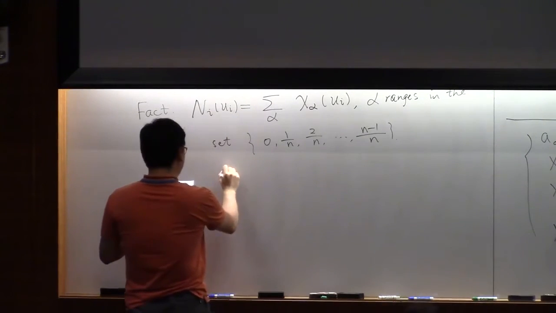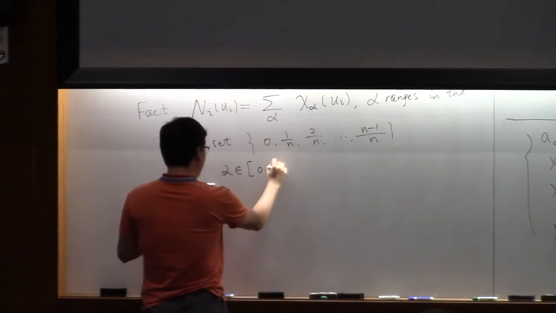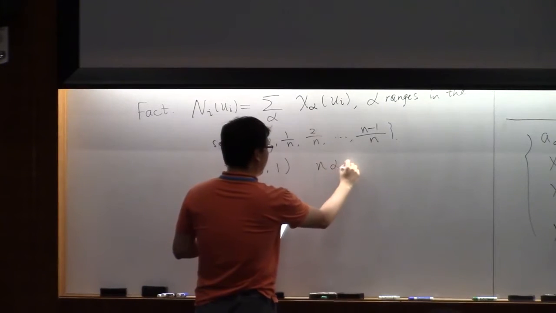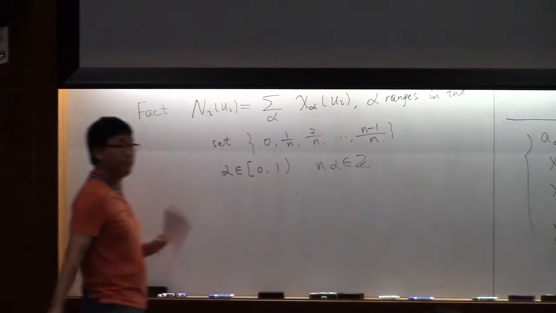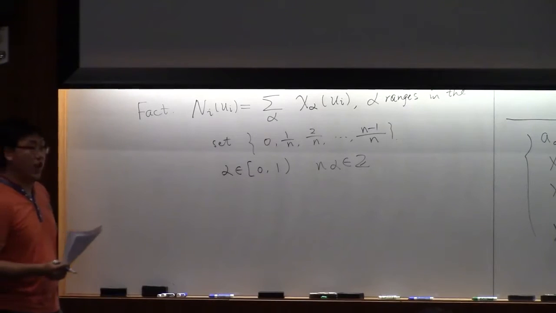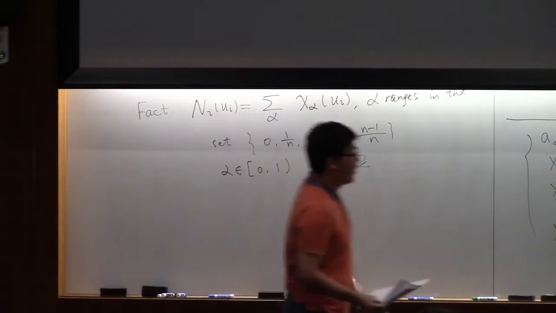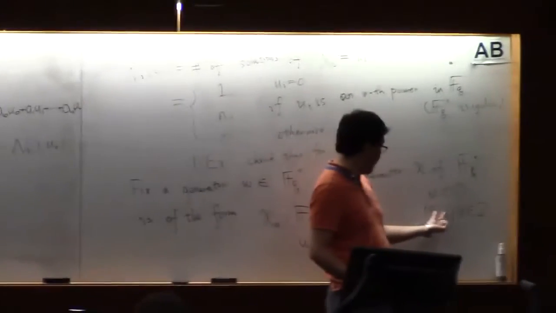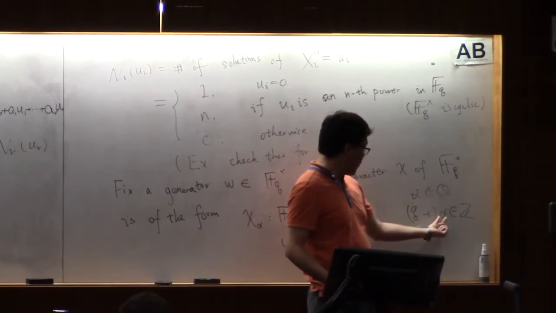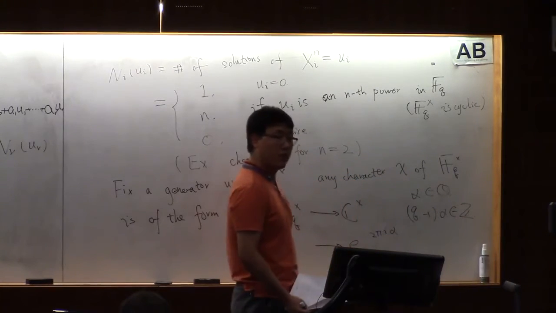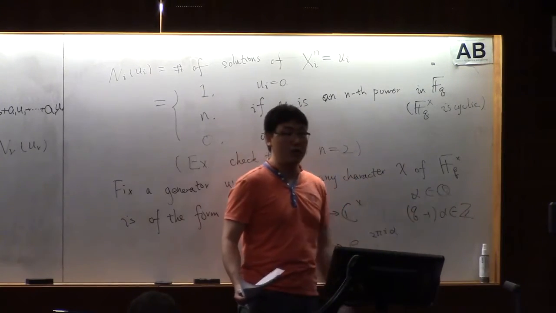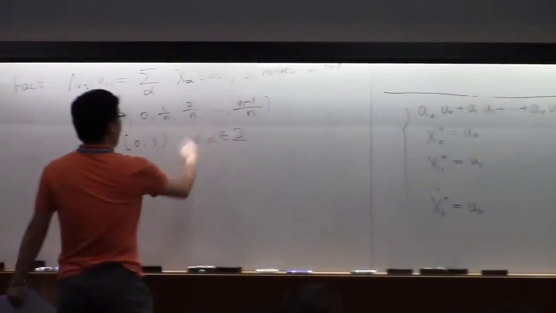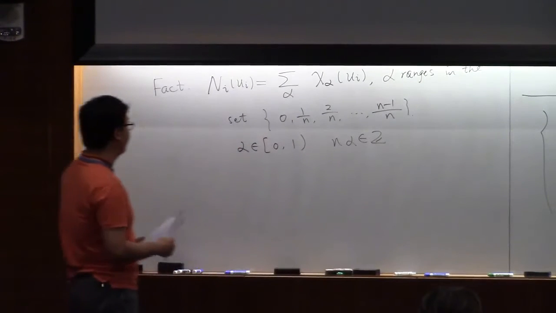Or in other words, this alpha should be between 0 and 1, and if you multiply alpha by the integer n, it must be an integer. So here, we do not consider all the possible alphas. We only consider those alpha which, if you multiply by n, you get an integer. Because n is a factor of q minus 1, you really consider a subset of those alphas.